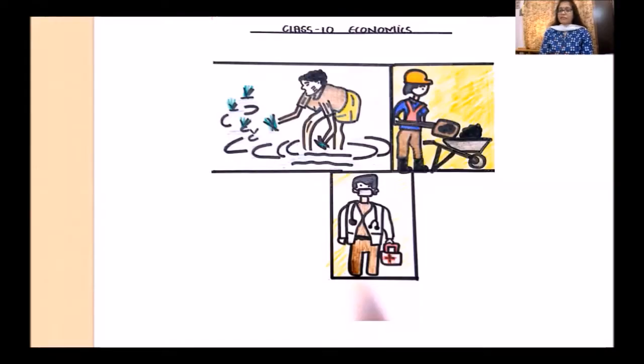So here we are in our second chapter in economics, and in front of you, you can see there are some people depicted in this figure. Picture 1 shows how a farmer is involved in his agricultural work. Picture 2 is depicting how a person is involved in quarrying and mining. And picture 3 is depicting a doctor. So are you able to differentiate between the products being goods and services from this picture?